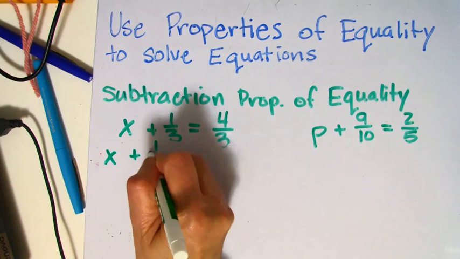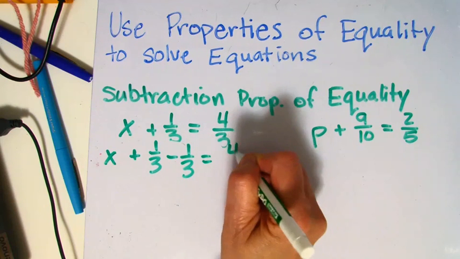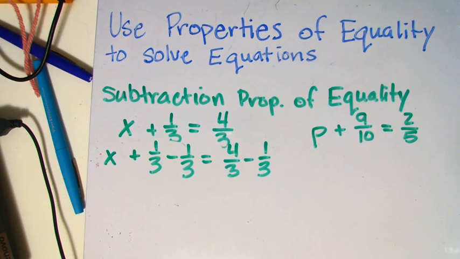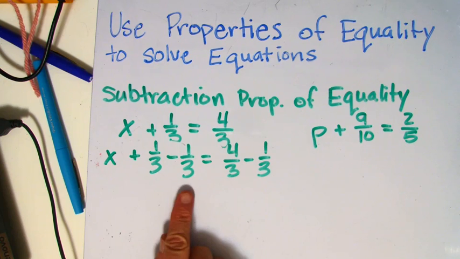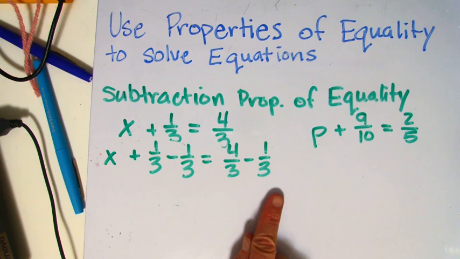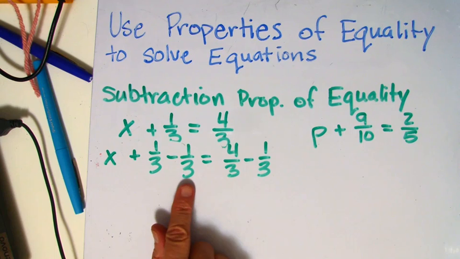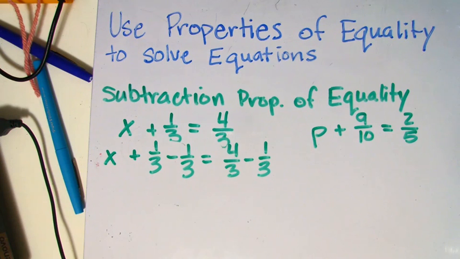X plus 1/3 minus 1/3 equals 4/3 minus 1/3. Remember that when you're subtracting the amount from one side, you have to do the same operation with the same amount on the other side. Otherwise, you're changing the equation. Notice that a positive 1/3 will cancel out a negative 1/3. Or if you have 1 and you take away 1, you have 0.